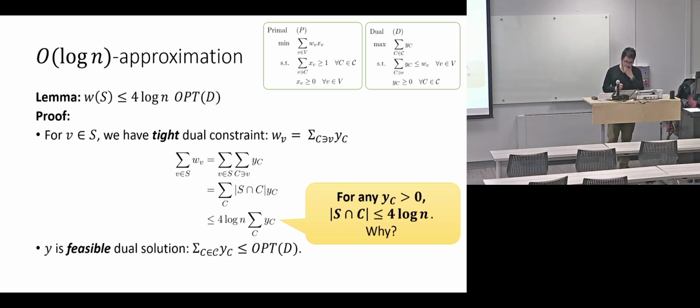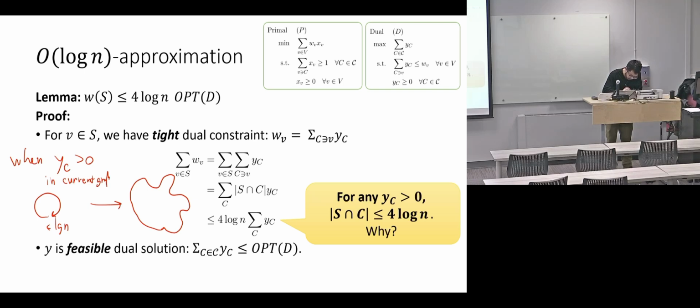So maybe I try to convince you. The first thing is that when we're about to increase YC, you agree that this cycle is short in the current graph. Yes. Right? This thing is at most log n in the current graph. But it could correspond to a super long cycle in the original graph.